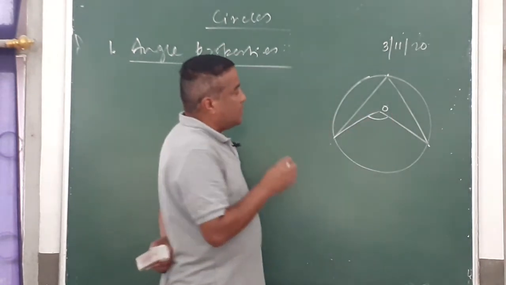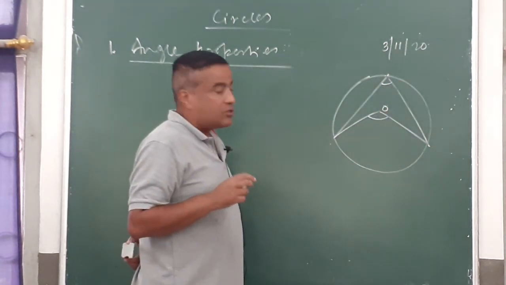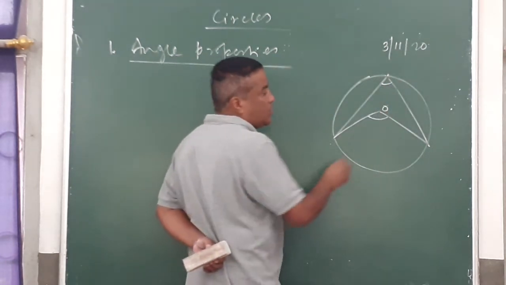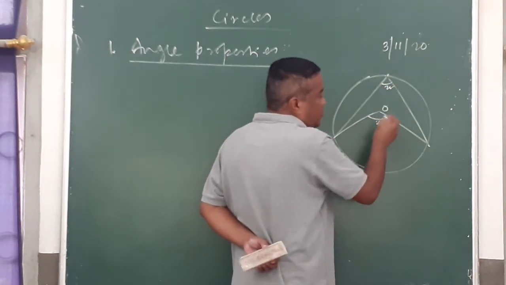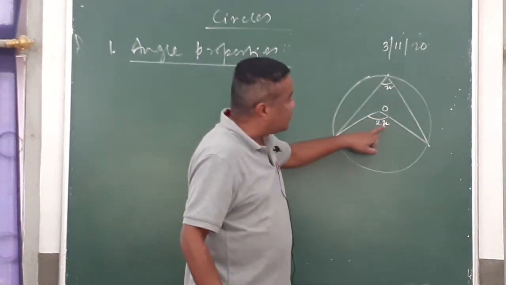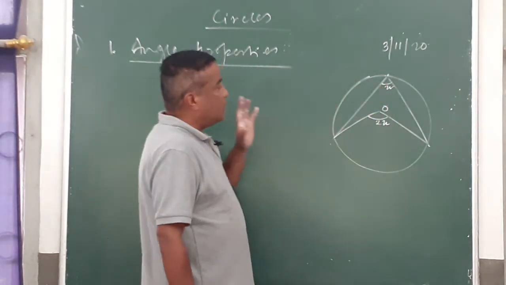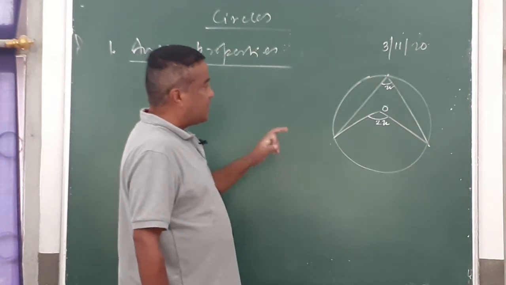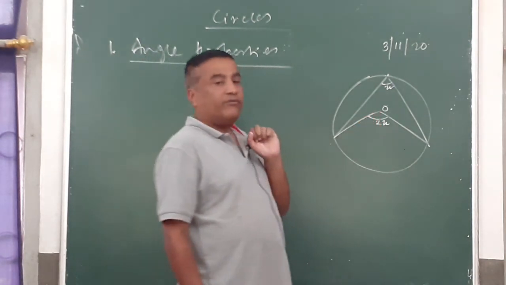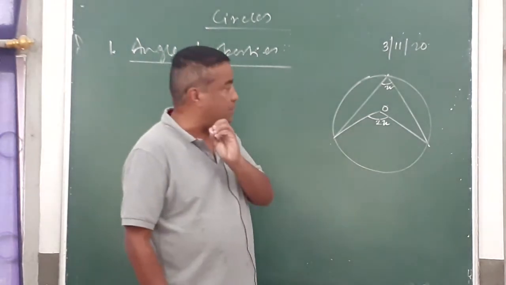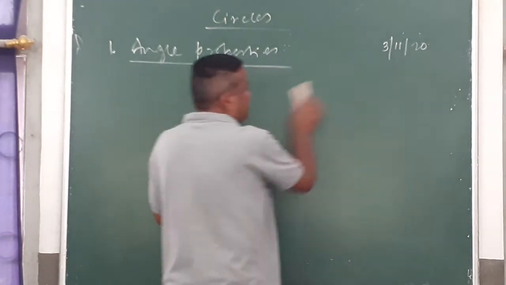Suppose this angle and this angle. It means angle at the center is double than angle at the circumference. Suppose this angle is x, so this will be 2x. This angle is always double than the circumference angle. This is the first theorem under angle properties, which you have to write. Okay, number one theorem. After that, number two theorem.